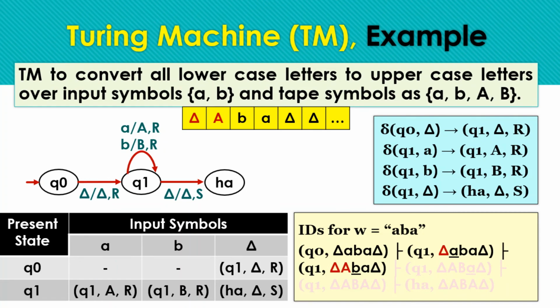Now the next symbol to be considered is B. The tape head is pointing to this B. This B is converted to capital B by this transition, and here is the corresponding ID. After this, the next symbol to be considered is this A, and we have the same transition. This A is converted to capital A and we are at Q1 only.